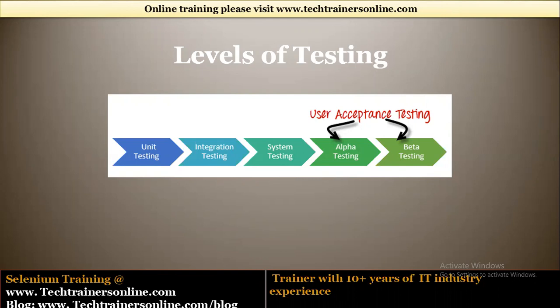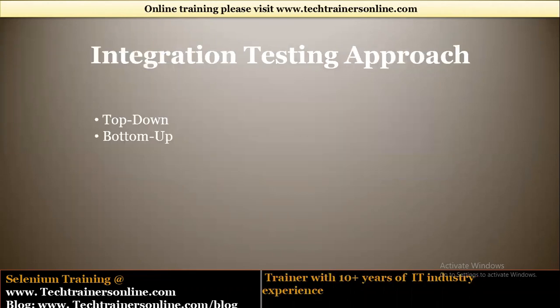Okay. So we talked about integration testing here, right? When we talk about integration testing, I said we have two different approaches: top-down approach and bottom-up approach. Let's start with the top-down approach. Now, as I said, we have different components. We can even call them different modules.